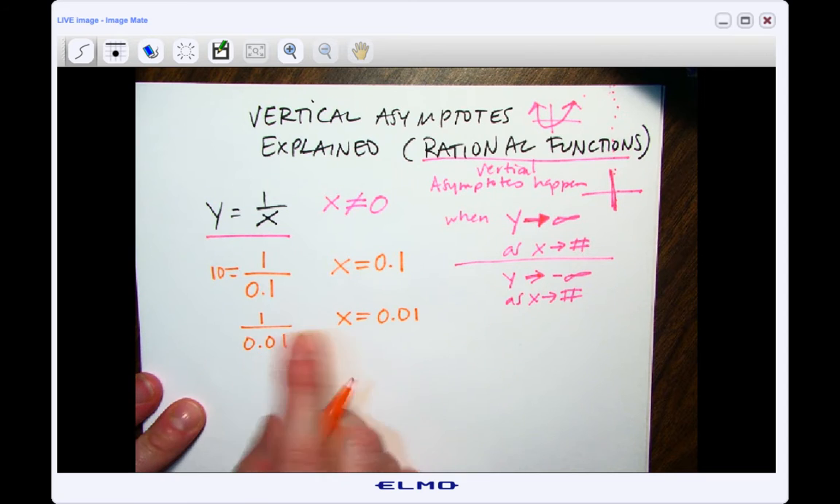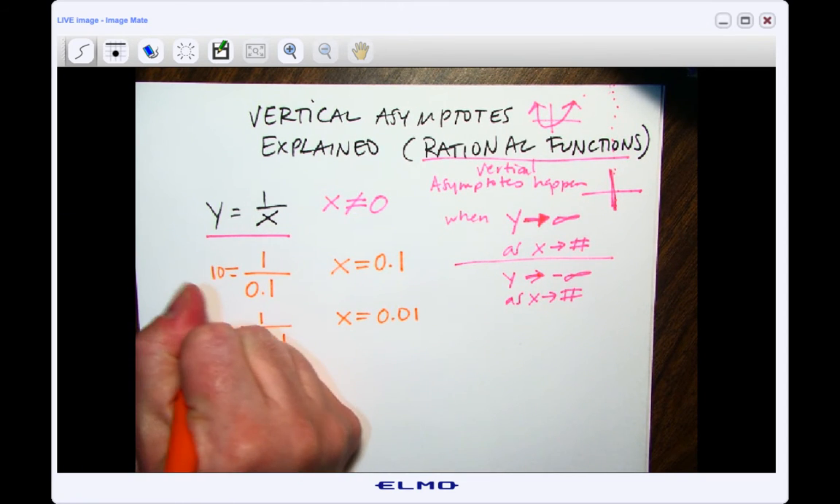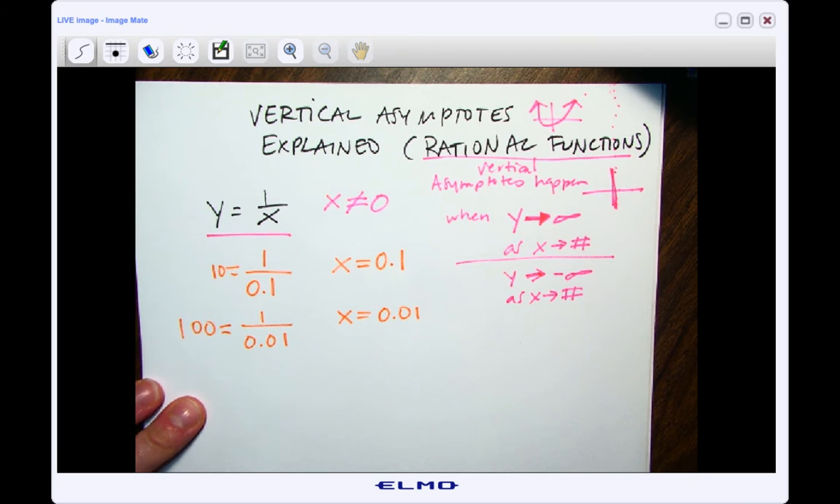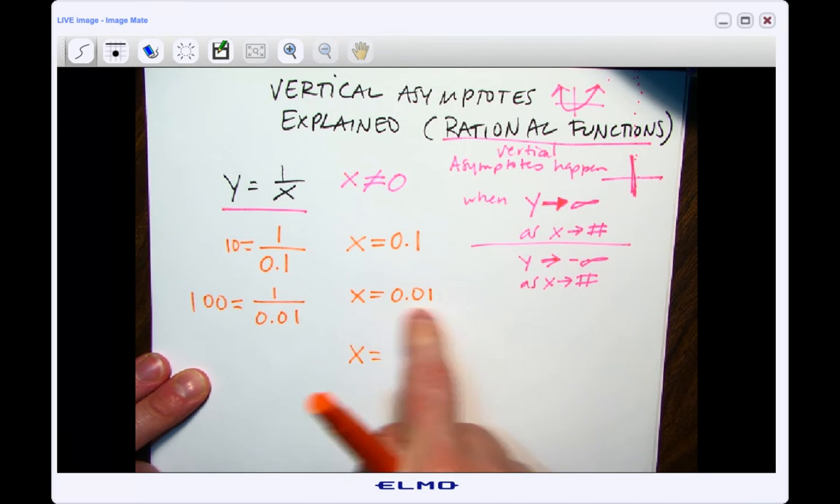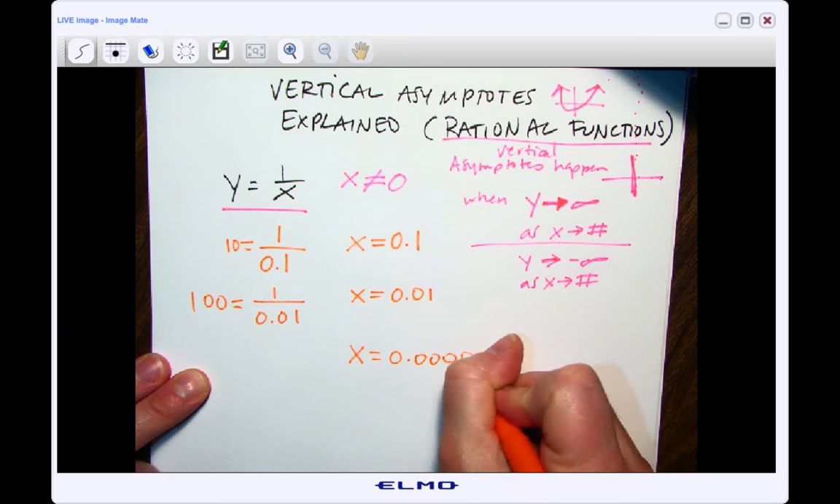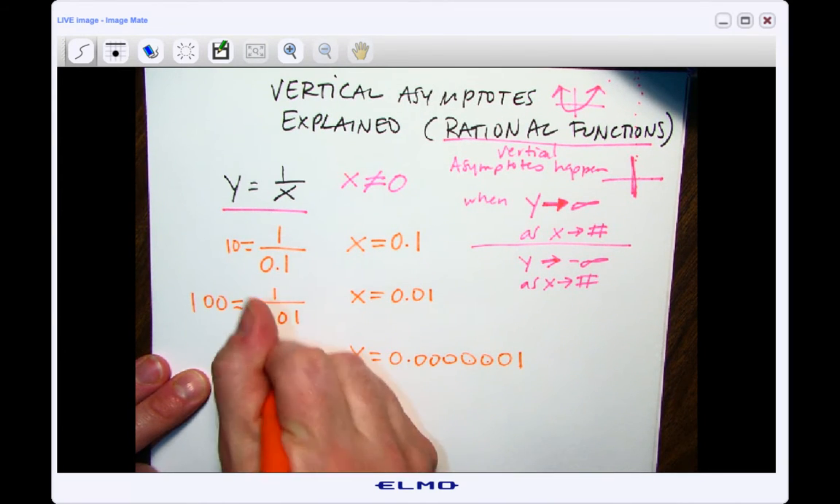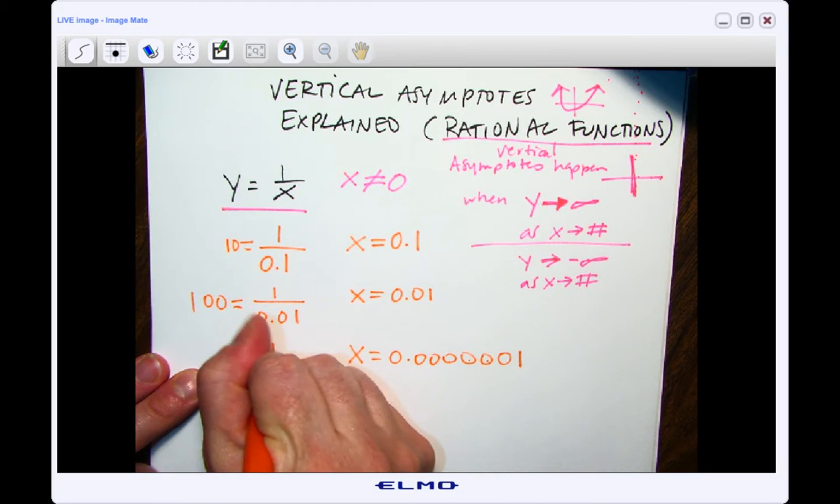But this number, what is that one now? 1 divided by 1/100th is, of course, 100, right? And we could keep doing this. We could keep putting more and more zeros here. Like, let's just put a lot. 1, 2, 3, 4, 5, 6. Right? So what does that mean? 1 over this.